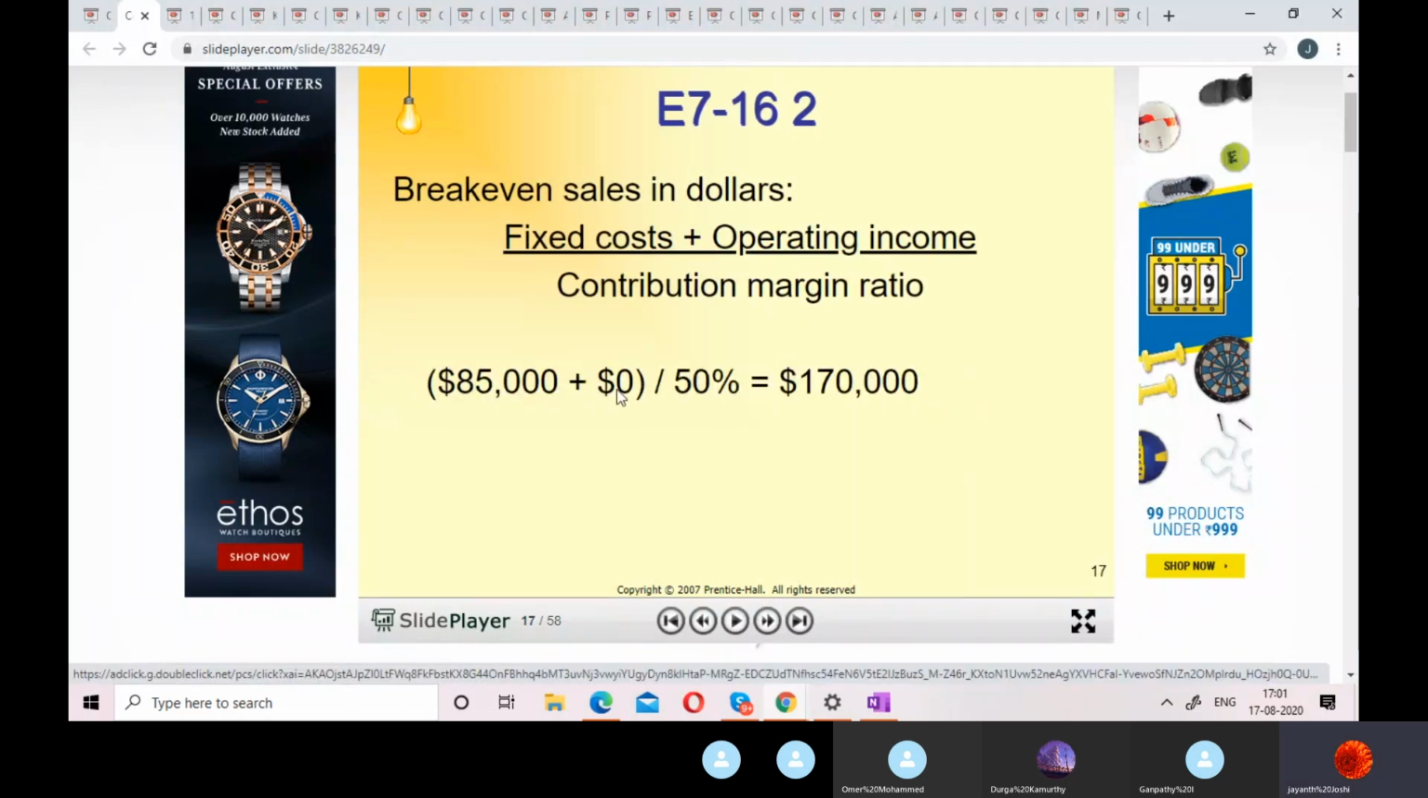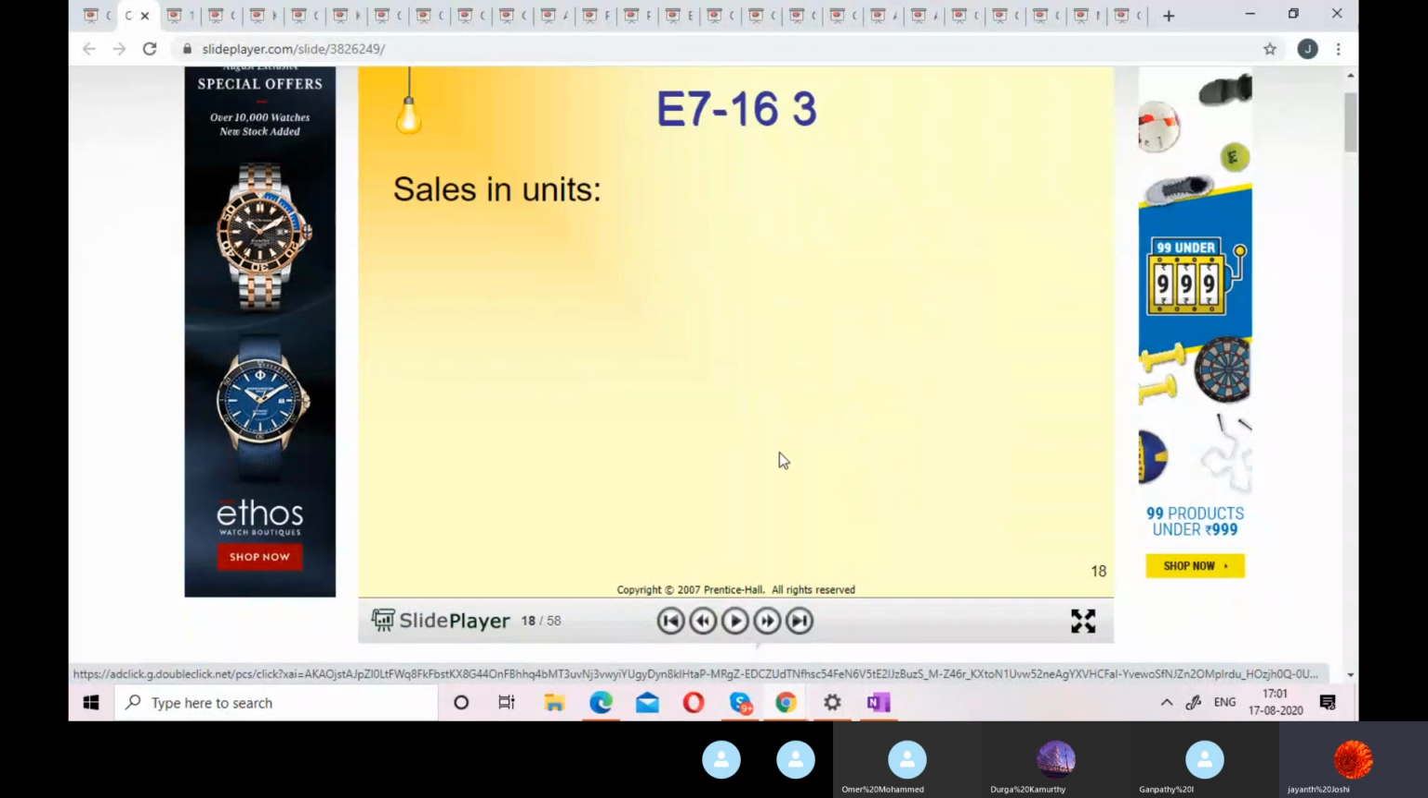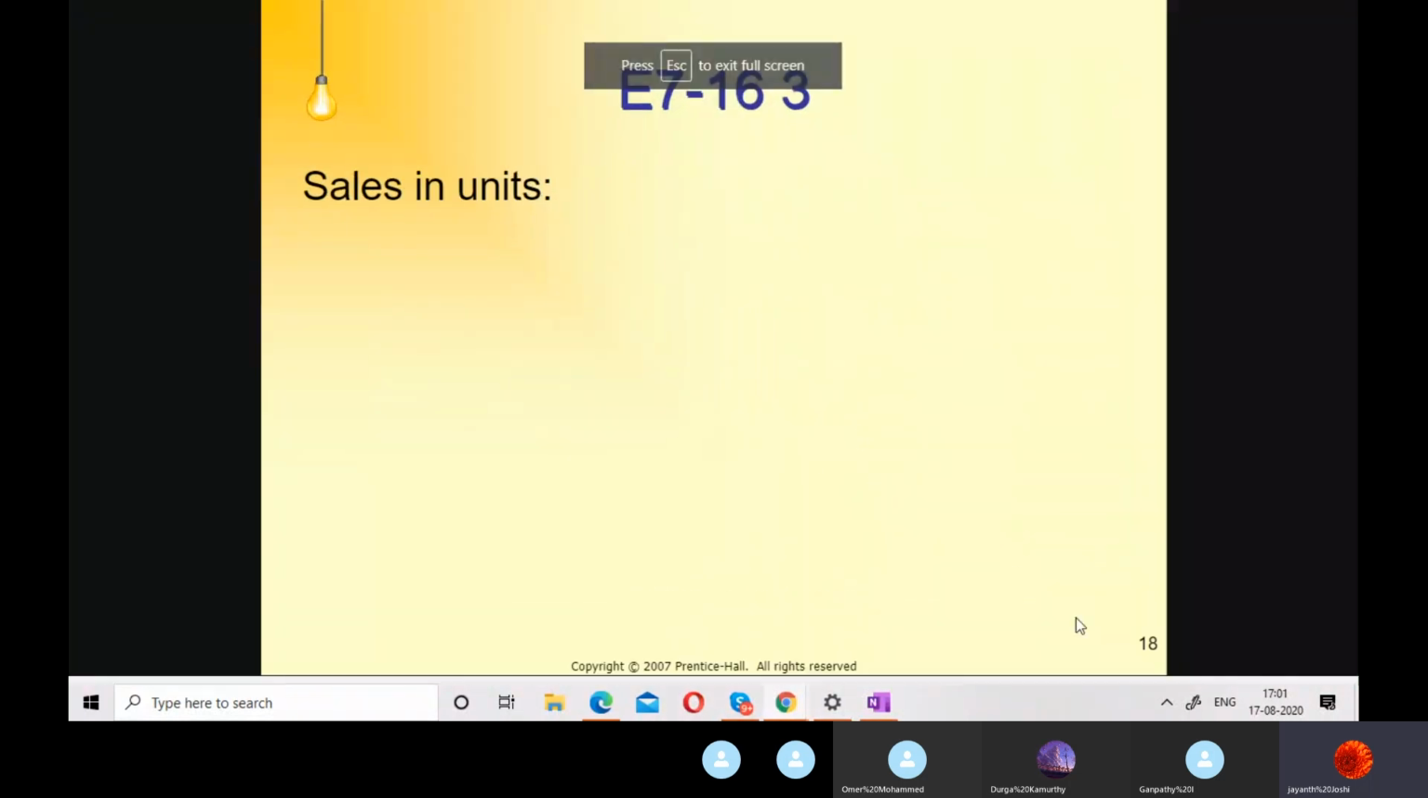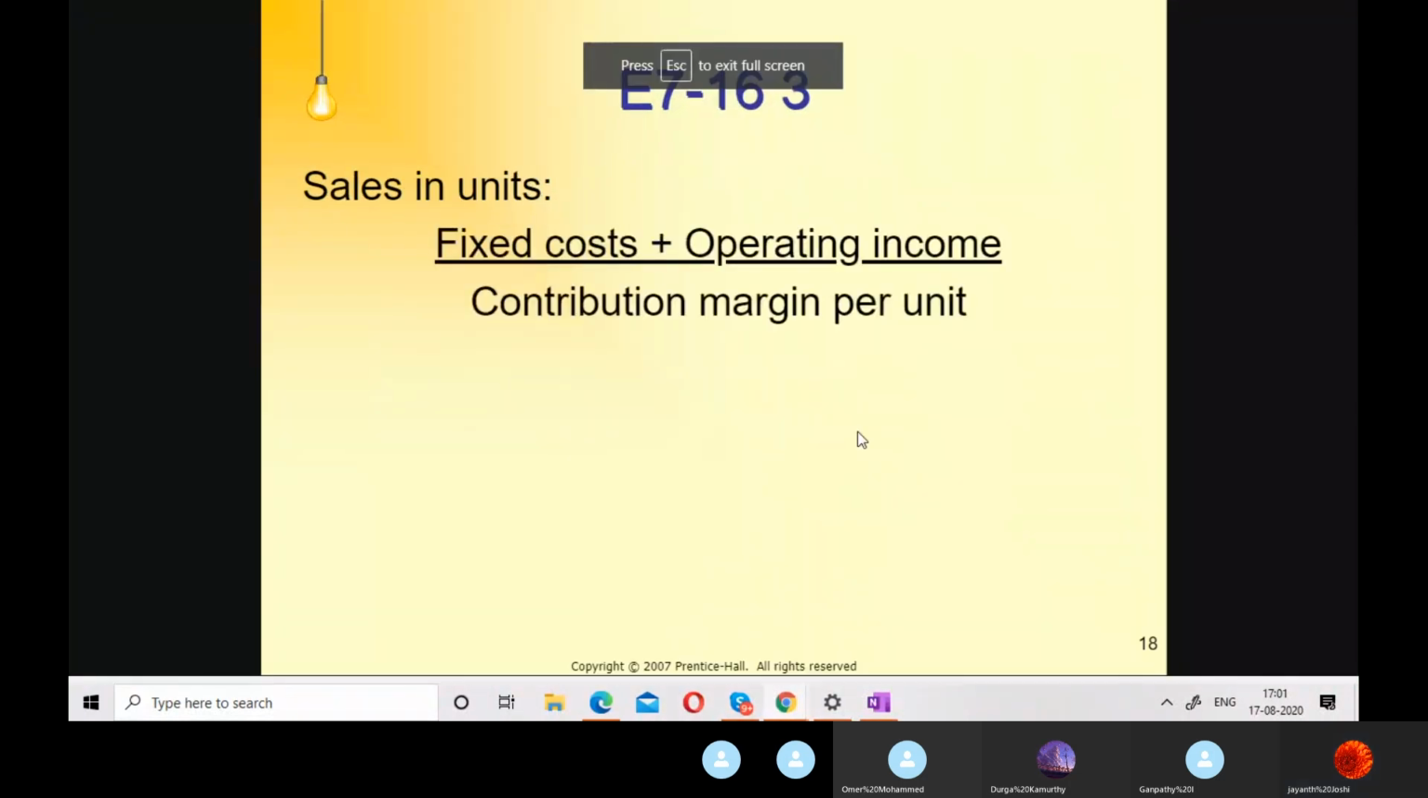And this is break-even point in sales. Fixed cost plus operating income by contribution margin ratio. The contribution margin ratio we have already found out: sales minus variable cost by sales. So this was that, and we got it in terms of dollars. Break-even point in sales, break-even sales in dollars.